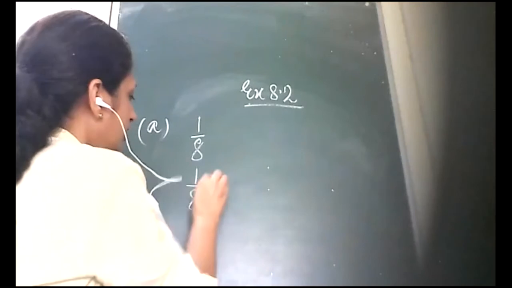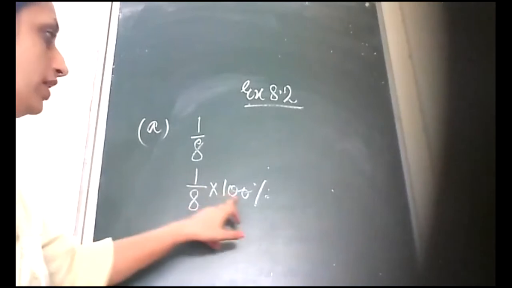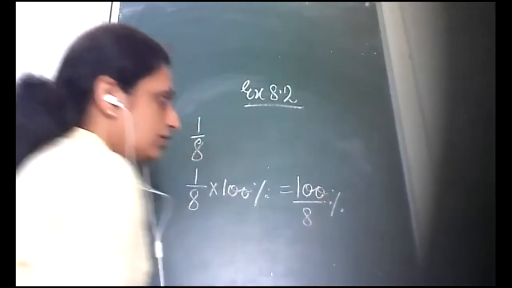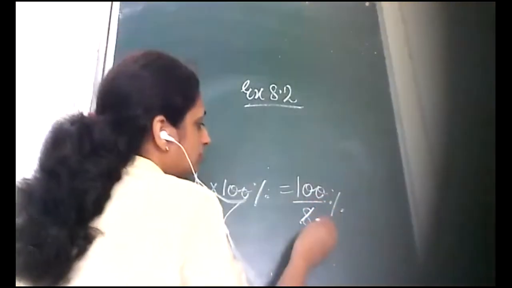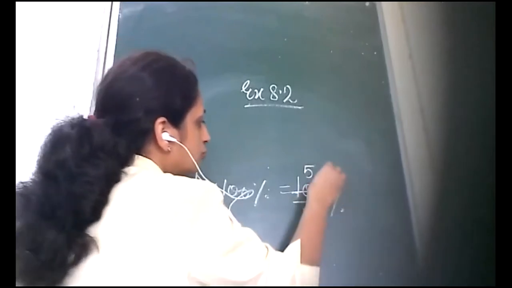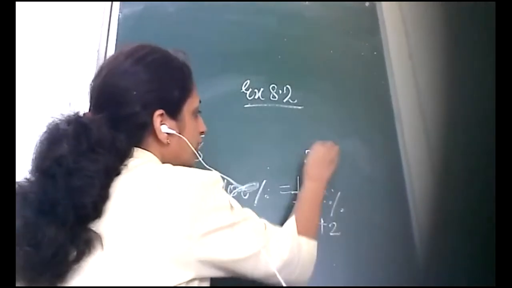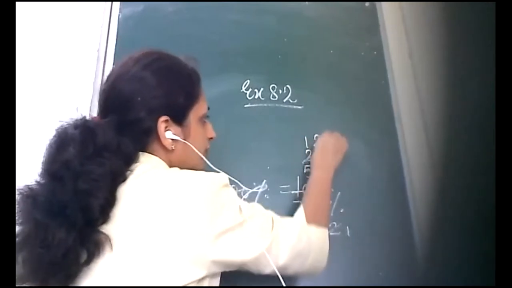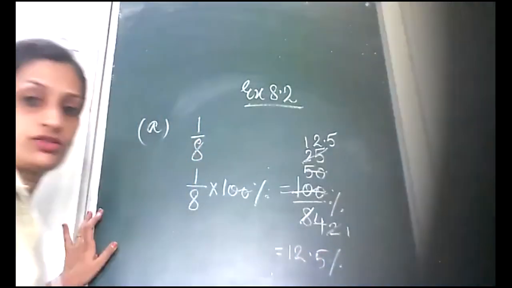So when you multiply it with 100%, how much will you be getting? 100 upon 8%. Now you can cut the number and change it into the lowest form. 2 4s are 8, 2 5s are 10, 2 zeros are 0, 2 2s are 4, 2 5s are 10, 2 1s are 2, 2 2s are 4. That means 12.5%.